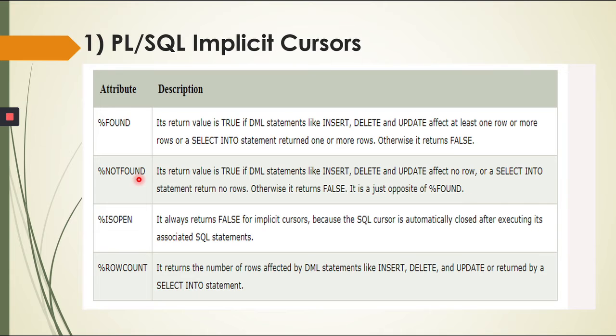Now %NOTFOUND, as the name suggests, returns the value true if DML statements like insert, delete, and update affect no row. I write the query for a delete statement and no row is deleted according to my query. Then it returns true if we write %NOTFOUND. It returns a true value if no row is affected, or a SELECT INTO statement returns no row, otherwise it will return false. It is just the opposite of %FOUND. In %FOUND, if at least one or more rows are affected, it returns true, otherwise false, and %NOTFOUND is the opposite of this.